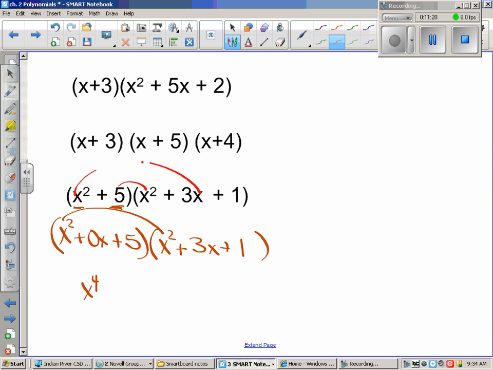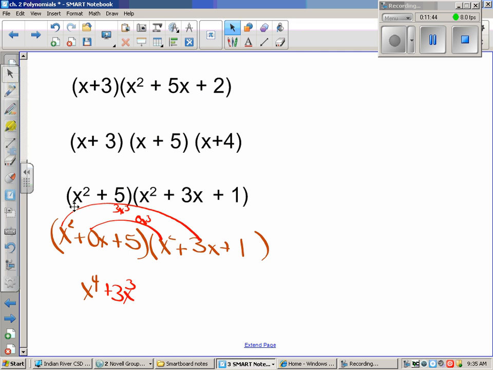But let me show you using this placeholder thing here. So we've done x squared to x squared and get x to the 4th. Now I'm going to do x squared to the 3x. That gives me 3x cubed. When I move in, I get 0x cubed. So I have 3x cubed and I have 0x cubed. Together makes 3x cubed. Great.